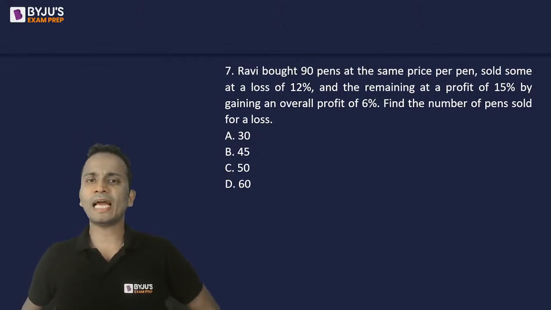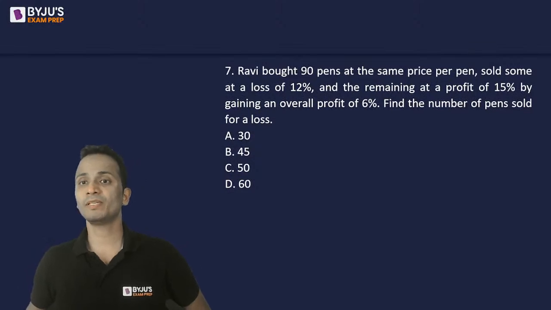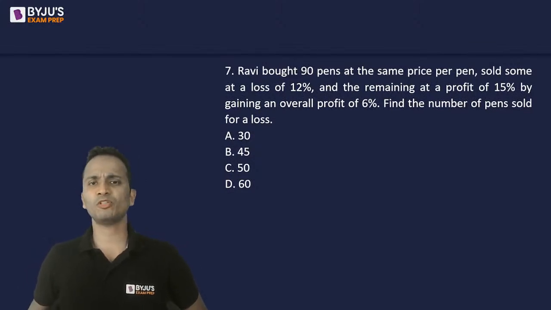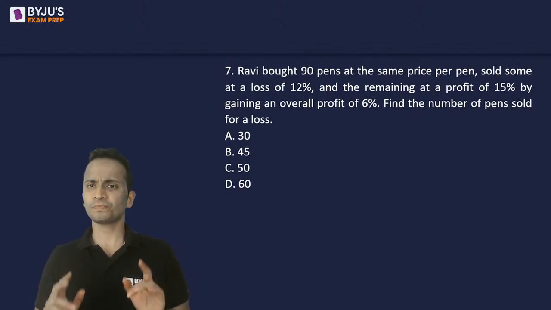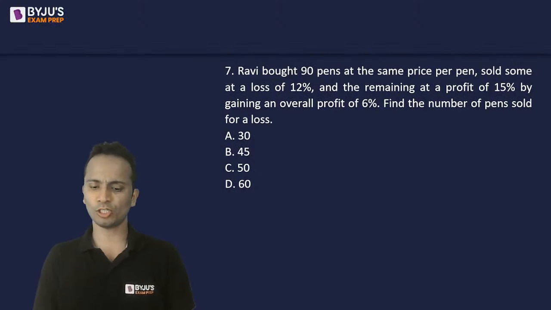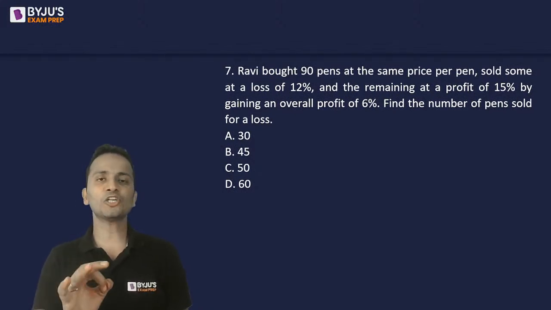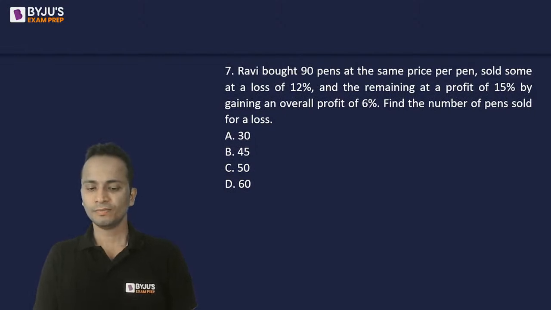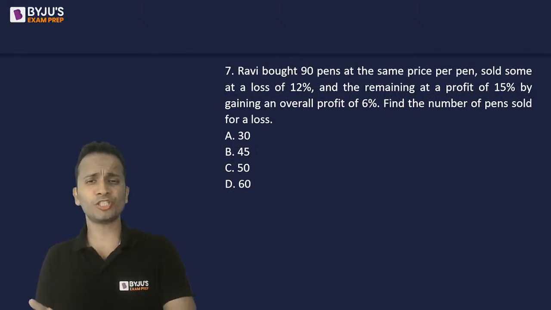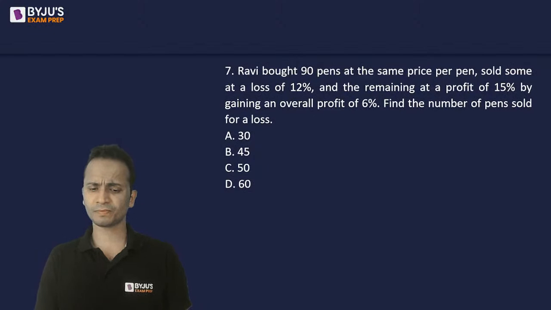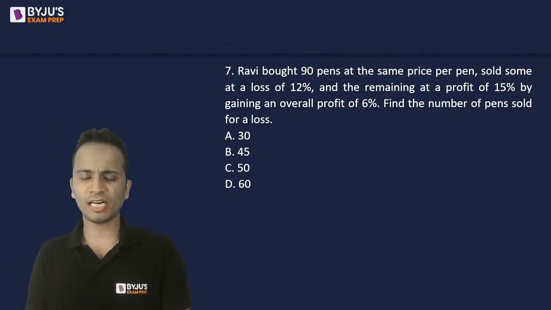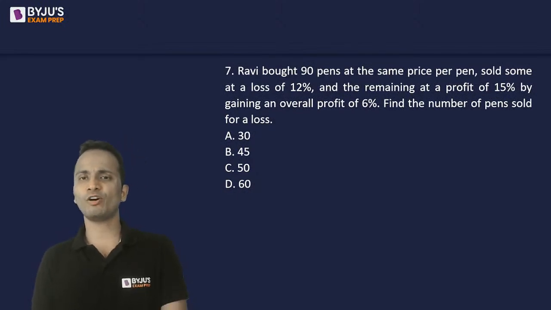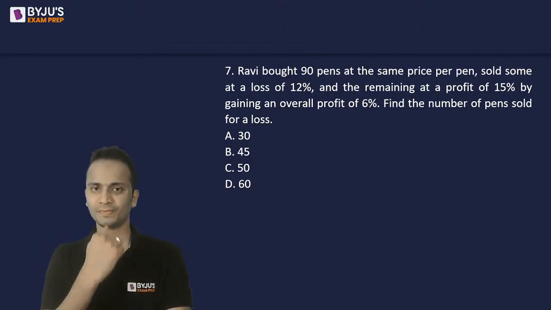Ravi bought 90 pens at the same price per pen, sold some at a loss of 12% and the remaining at a profit of 15%, gaining an overall profit of 6%. Find the number of pens sold at a loss. Easy question. Hardly a question of 30 seconds. Also, I've covered this type of question in plenty of my sessions. So I believe by now you must understand the shortest way of solving such questions.